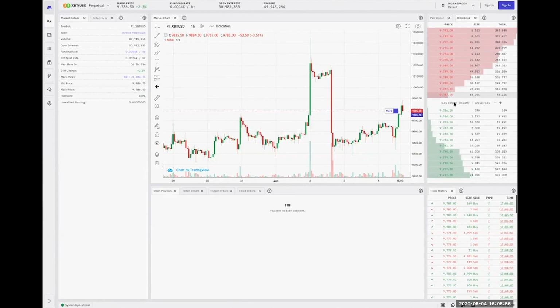In the middle, you have what's called the spread. On Kraken Futures, we limit the spread to 50 cents. And in most normal circumstances, the spread is pegged right around 50 cents because there's quite a lot of liquidity on the platform.